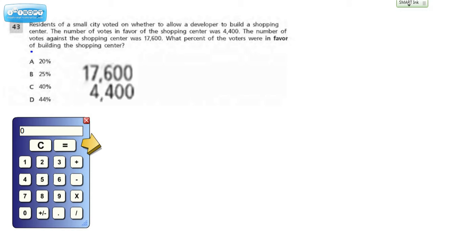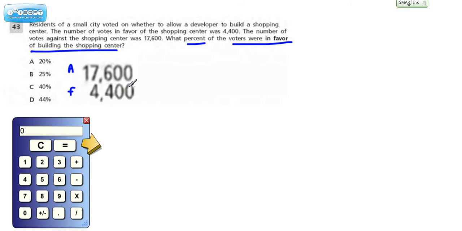Number 43 reads, residents of a small city voted on whether to allow a developer to build a shopping center. The number of votes in favor of the shopping center was 4,400, so let's put a little F for in favor. The number of votes against the shopping center was 17,600, so I'm just going to put a little A for against. What percent of the voters were in favor of building the shopping center?